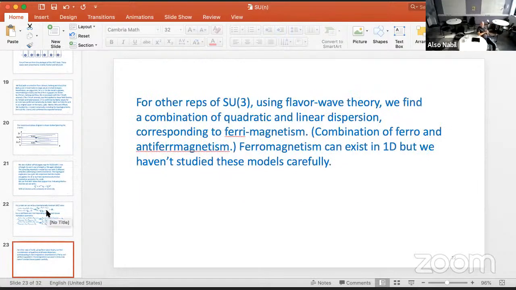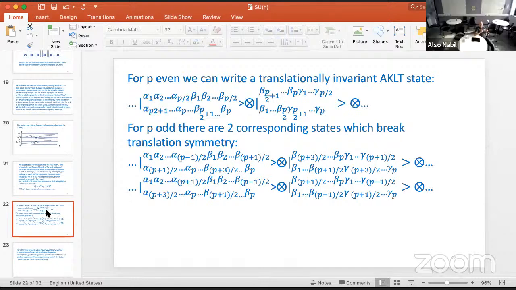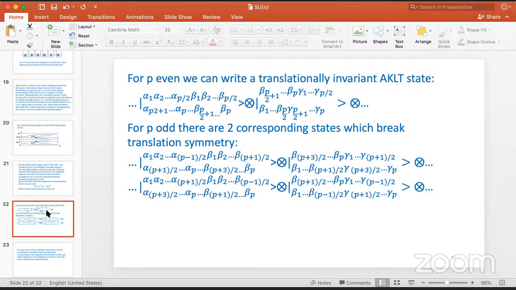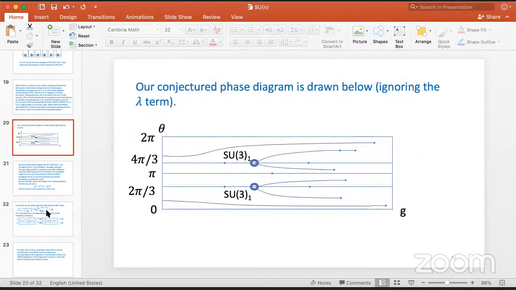Could I interject with a question? Yep. So, can you actually find a model for which the AKLT state is a genuine ground state? That's a good question. I think that might have been.